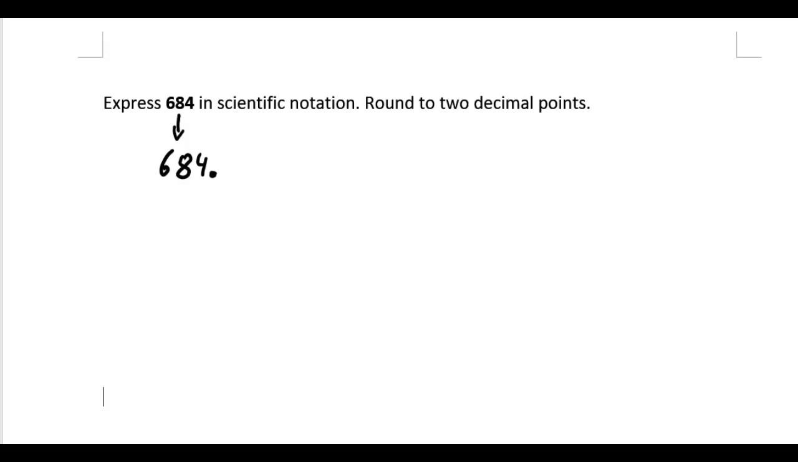And now we can shift this decimal point 2 places to the left, 1, 2. And we would get 6.84 because we have shifted this decimal point 2 places to the left. We would get 10 to the power of positive 2.